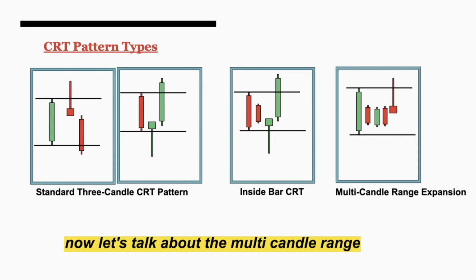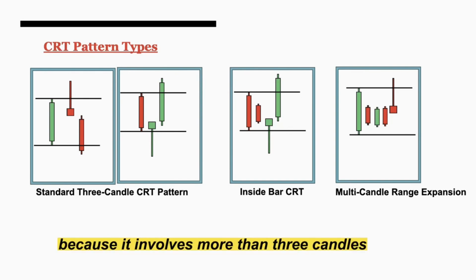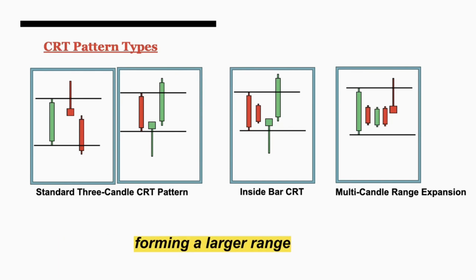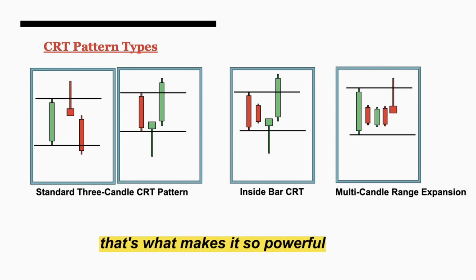Now let's talk about the multi-candle range expansion pattern. This one is a bit different from the standard 3-candle setup because it involves more than 3 candles forming a larger range. You'll notice that with this pattern, the market takes its time to build up a range. That's what makes it so powerful.